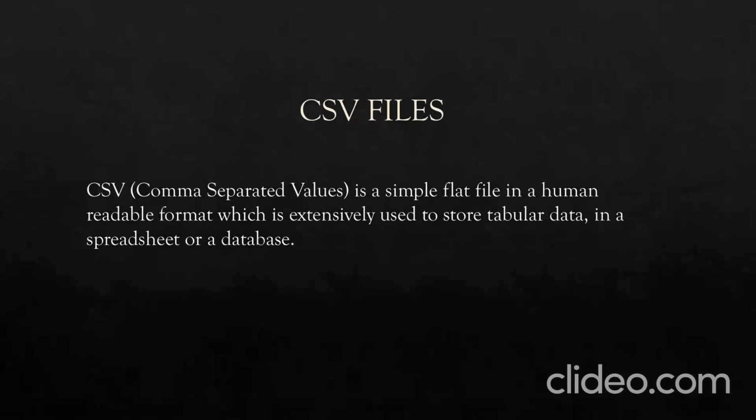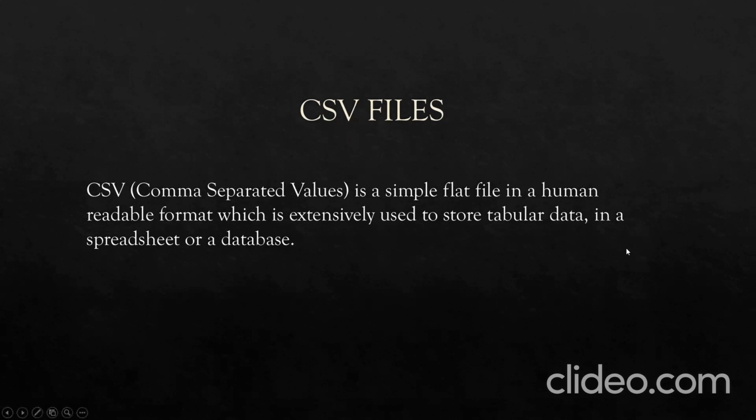So what are CSV files? CSV, that is comma separated values. This is a simple flat file in a human readable format, which is extensively used to store tabular data in a spreadsheet or a database. To put it in a crux, I must tell you that CSV are actually flat files which we can read. As we cannot read the binary files, but we can read the CSV files, and you will see how we will connect our Python with the CSV, that is the Excel files.